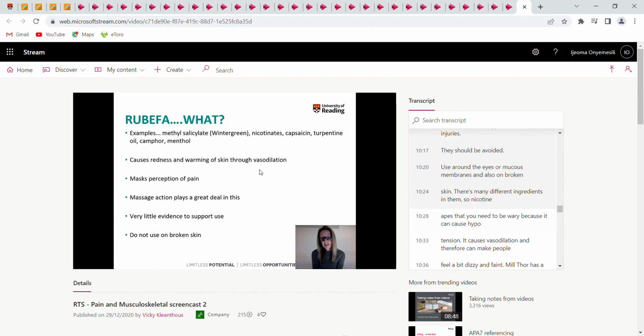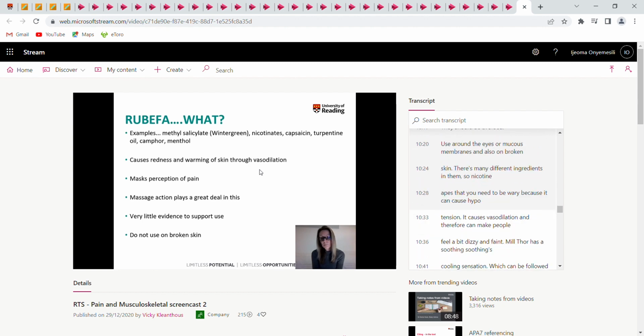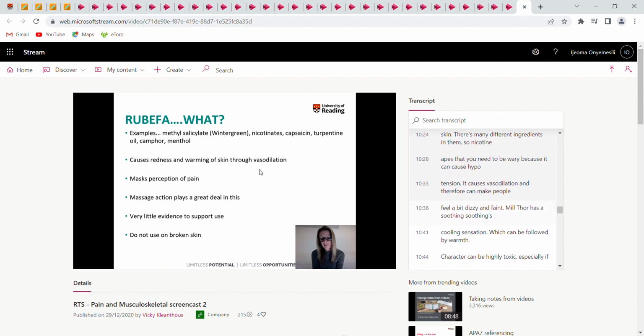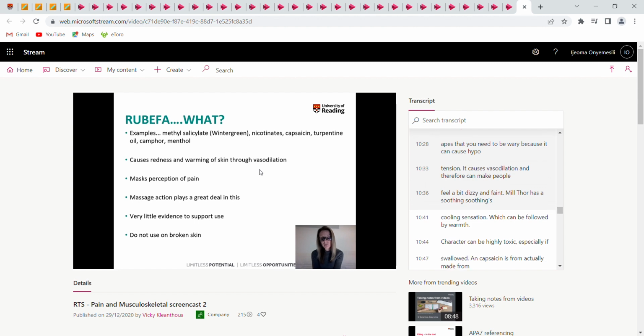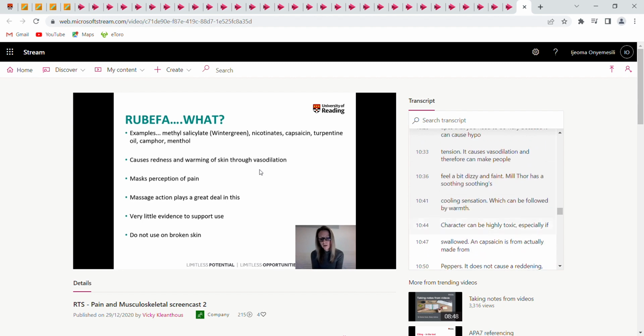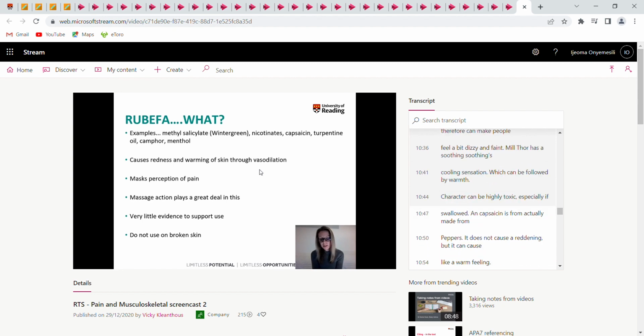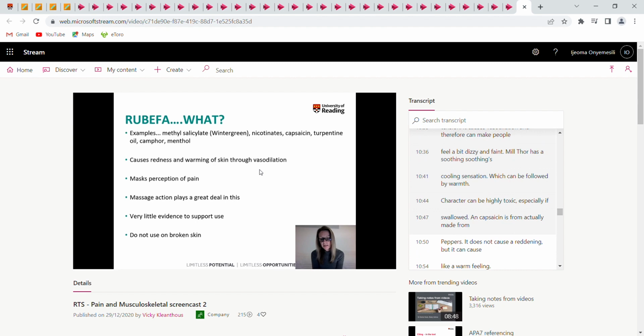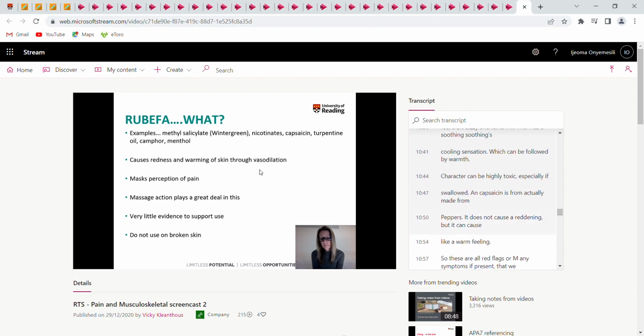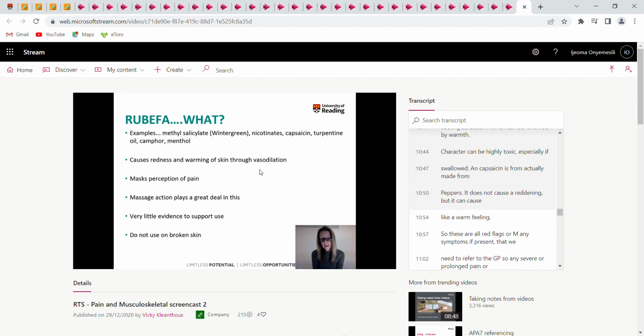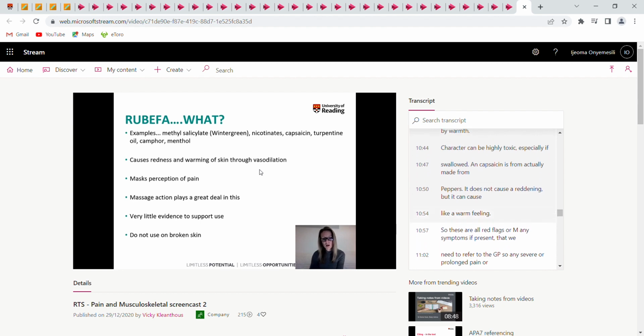So nicotinates, you need to be wary because they can cause hypotension. They cause vasodilation and therefore can make people feel a bit dizzy and faint. Menthol has a soothing, cooling sensation, which can be followed by warmth. Camphor can be highly toxic, especially if swallowed, and capsaicin is actually made from peppers. It does not cause a reddening, but it can cause a warm feeling.